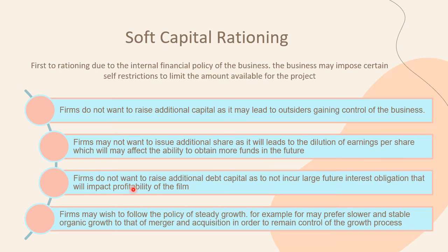The third reason is the firm does not want to raise additional debt capital so as to not incur large future interest obligations that will impact the profitability of the firm. Perhaps they find that their current times interest earned is already too high for them, and therefore they do not want to raise additional debt capital, which may lead to capital rationing. The firm may also wish to follow a policy of steady growth. For example, they may prefer slower and more stable organic growth compared to mergers and acquisitions, in order to remain in control of the growth process.